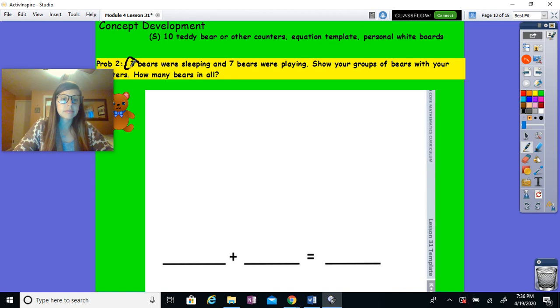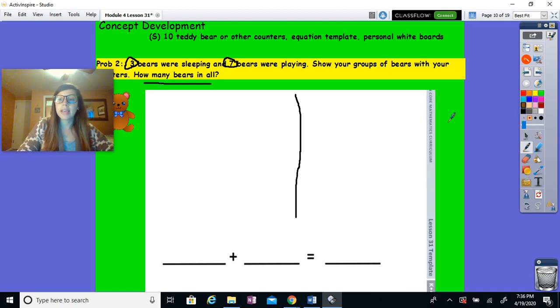3 bears were sleeping and 7 bears were playing. Show your groups of bears with your counters. How many bears in all? Okay, so we have some bears, but they're not all doing the same thing. Some of them are sleeping and some of them are playing. So I'm going to split my paper into two parts, like this. I'm going to put my sleeping bears over here and my playing bears over here.